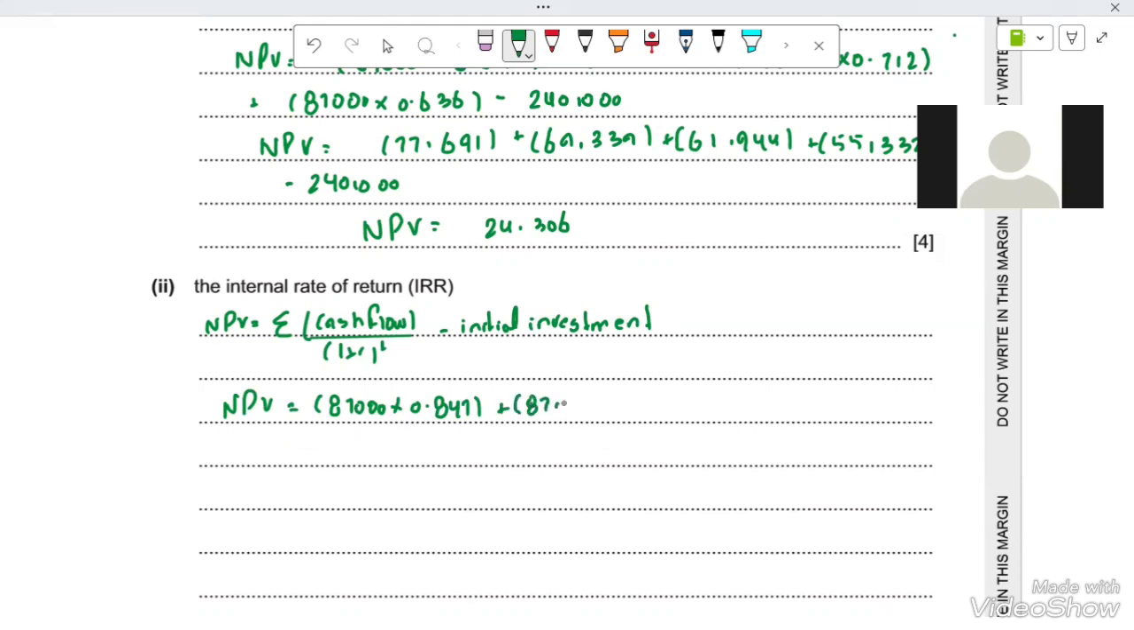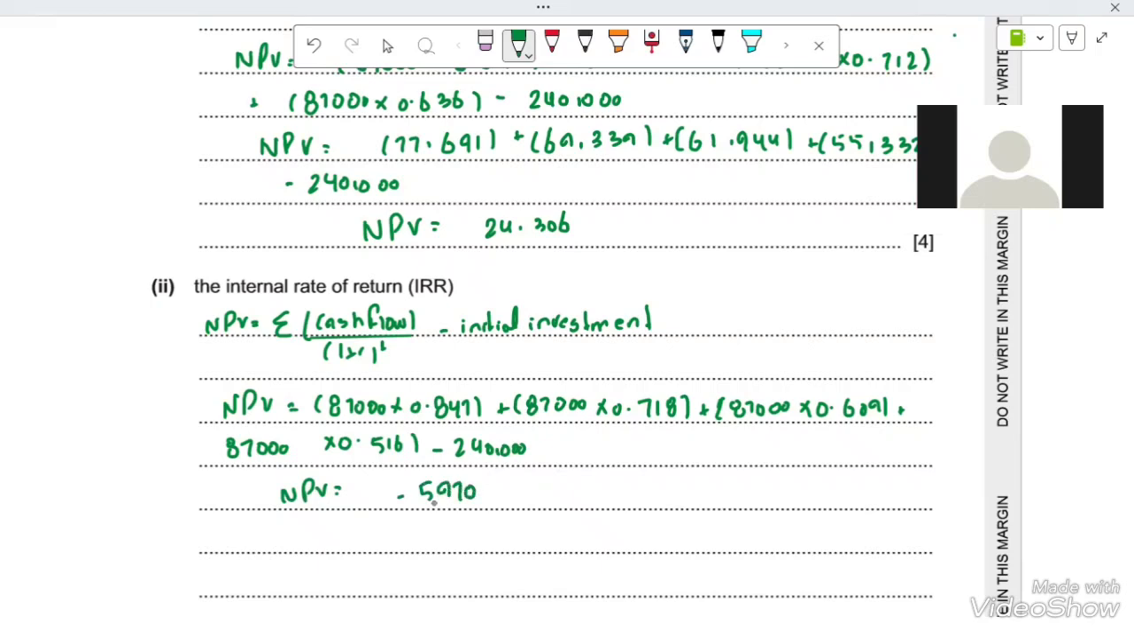plus 87,000 multiplied by 0.718, plus 87,000 multiplied by 0.609, plus 87,000 multiplied by 0.516, minus $240,000. So if you add this up, you will get the NPV, which is equal to minus 5,970.